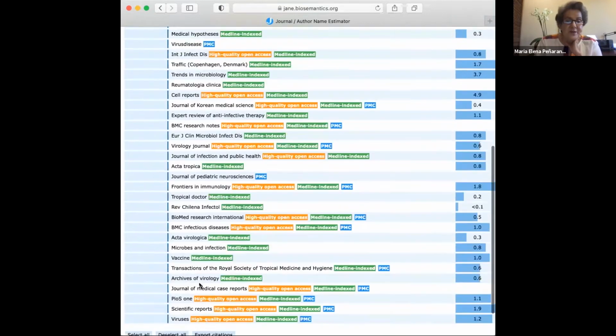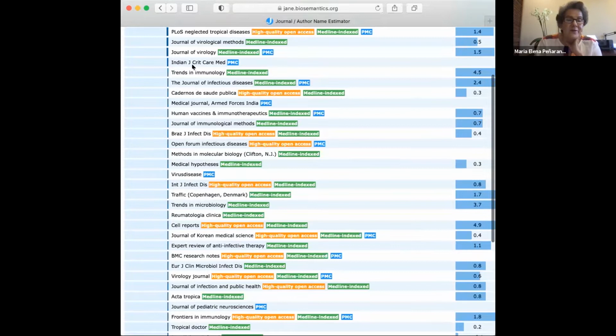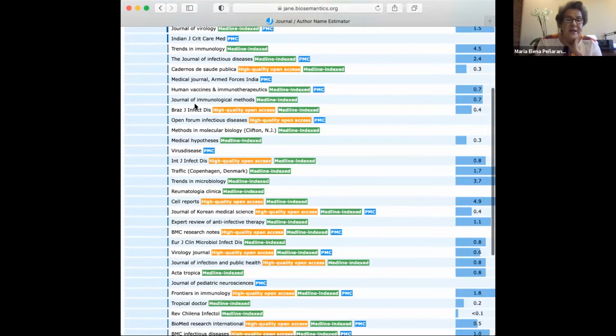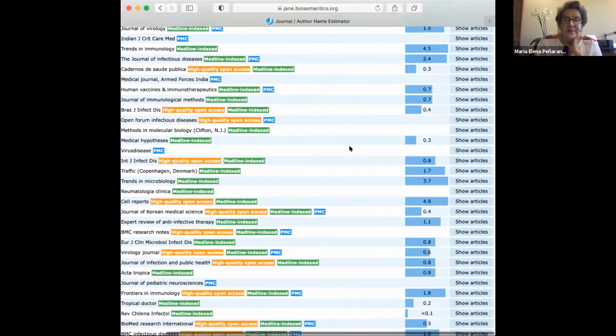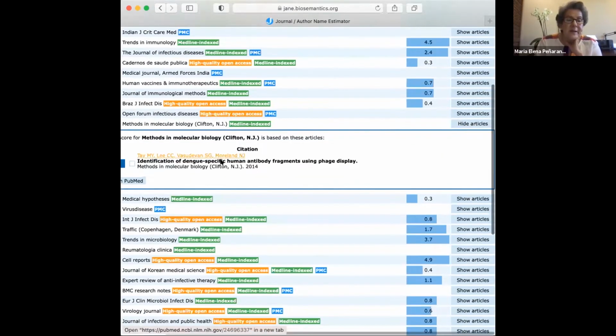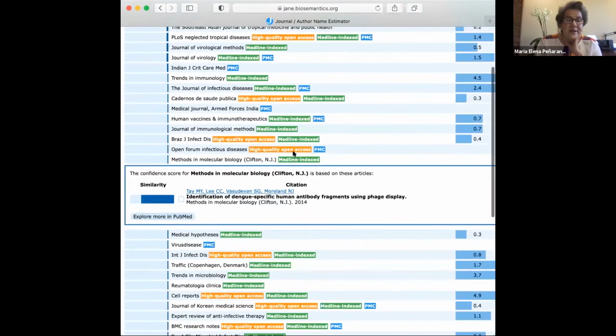So you choose which journal you would like to, if you want to go PLOS or Journal of Infectious Diseases, which are hard to get into, or you want to try other journals. And then you can select the journal, or show articles that are being published in that particular journal. And then you see if it fits, for example, the identification of dengue-specific human antibody using phage display in this Journal of Methods of Molecular Biology. So maybe it fits yours or not, so you can review each journal and see what they have to offer.